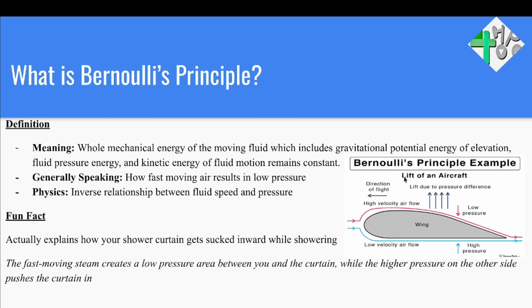So here's a good example of Bernoulli's Principle being shown here: lift of an aircraft. On an aircraft specifically, we have the wing, and we can see that there's high velocity of airflow on the top, and low velocity of airflow on the bottom of the wing. Low pressure is being applied on the top part of the wing, and high pressure on the lower part of the wing. We can see here that there's lift due to the pressure difference, because one side is low and the other side is high. There's lift that's going to be generated.